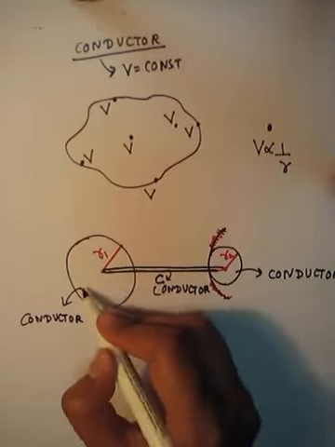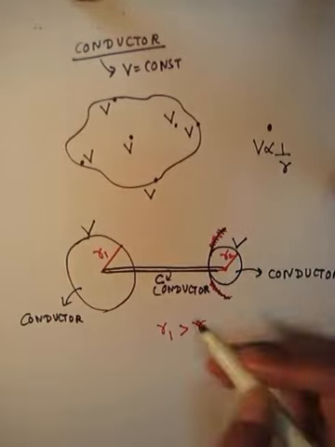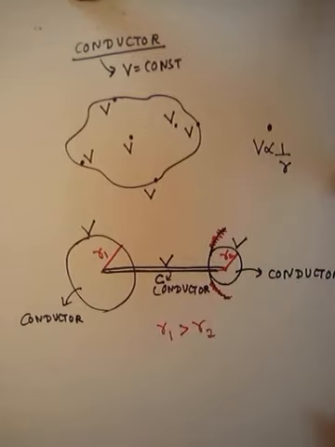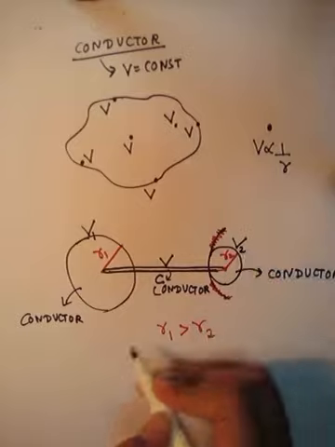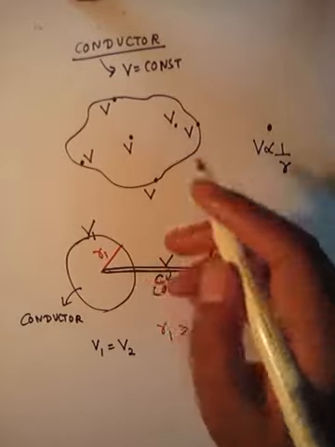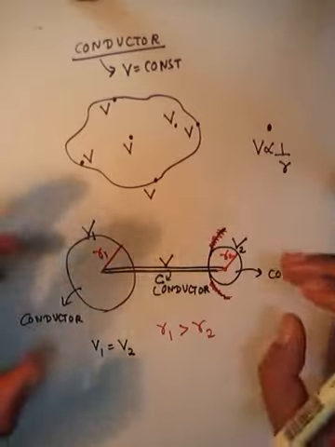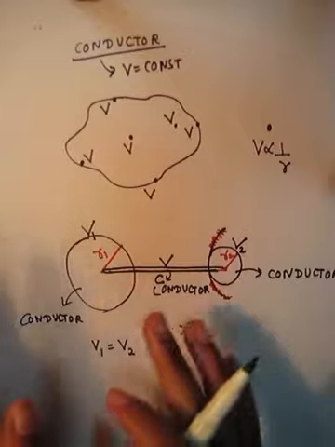Then if this sphere is at a potential V, this will also be at a potential V, and here also will have a potential V. So if it is V1 and it is V2, then V1 should be equal to V2. This is what it means: if the conductor is attached to another conductor, then at every point the potential will be the same. Now geometry doesn't matter.